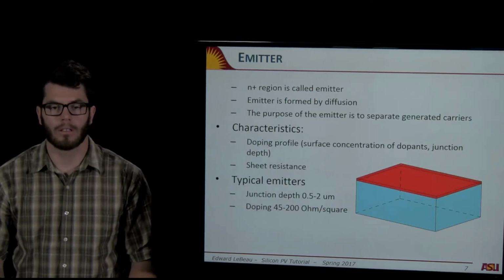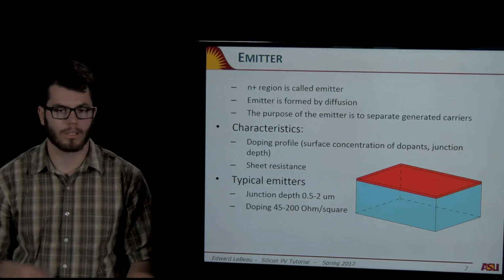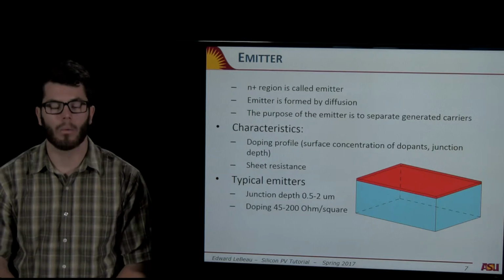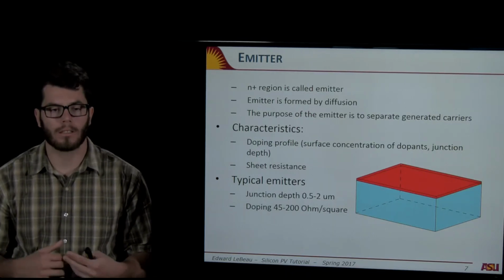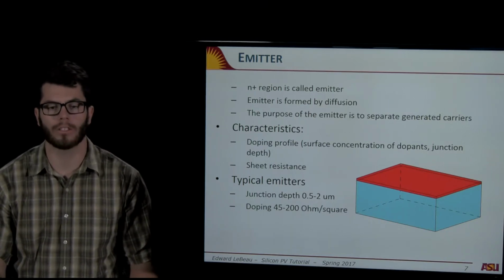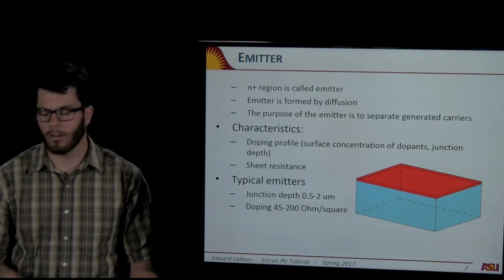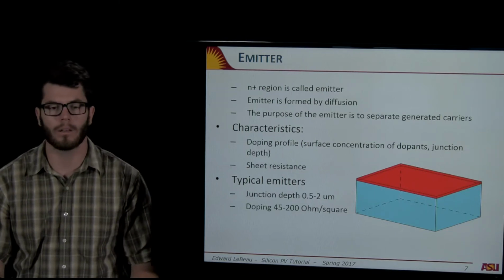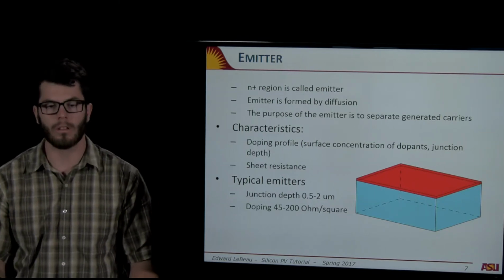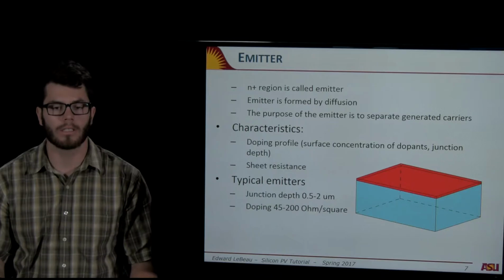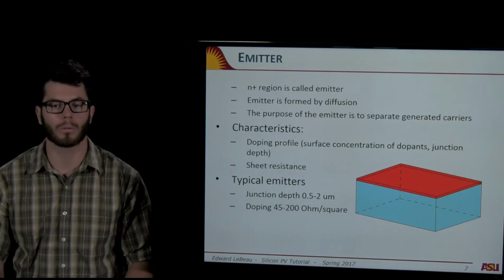Now let's jump into the emitter. The emitter is typically the N+ region, so it's N+ at the front of a solar cell. You diffuse phosphorus into a P-type wafer to get an N-type emitter. And why does the emitter exist? It separates the excited electron-hole pairs. It's your junction. The major characteristics are the doping profile and the sheet resistance. Most often an emitter is about 0.5 to 2 microns deep into the wafer. That's where your junction is. To figure out how highly it's doped, you measure the sheet resistance, and usually that's about 45 to 200 ohms per square.